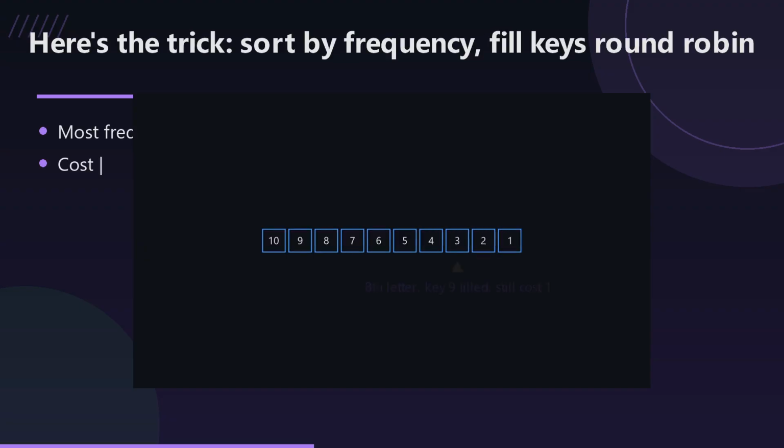Here's the core idea, and it directly matches our spice rack picture from earlier. First, count how many times each letter shows up in the word, that's its frequency. Then sort the letters from most frequent to least frequent. Now hand out the cheapest possible slot, cost 1, to the 8 most frequent letters, 1 letter per key since we have 8 keys. Only after all 8 keys already have 1 letter each do we start giving out the next slot, at cost 2, again 1 per key.